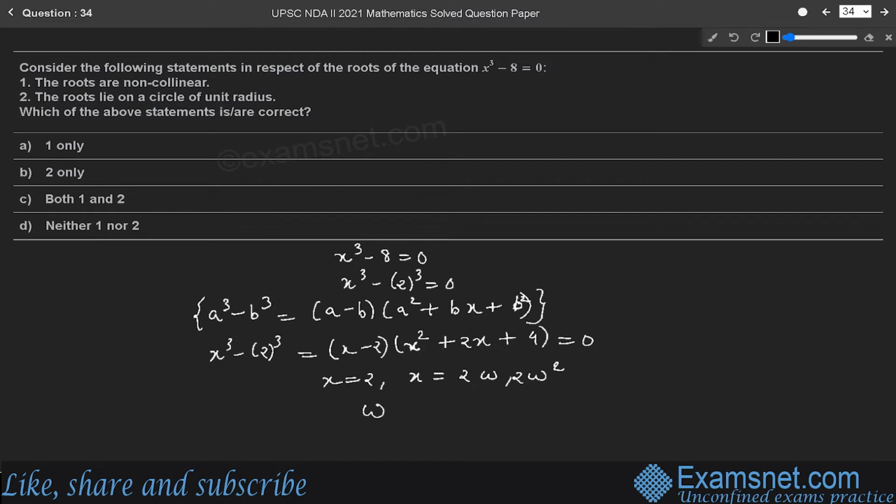Now we know that omega is equal to minus 1 plus root 3i upon 2. Hence the roots are non-collinear and roots will lie on a circle of 2 unit radius. Therefore we can say that only first statement is correct, which is the roots are non-collinear. Therefore the correct option is option number A, which is 1 only.